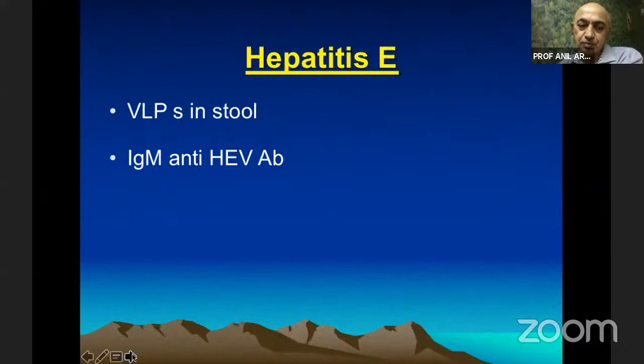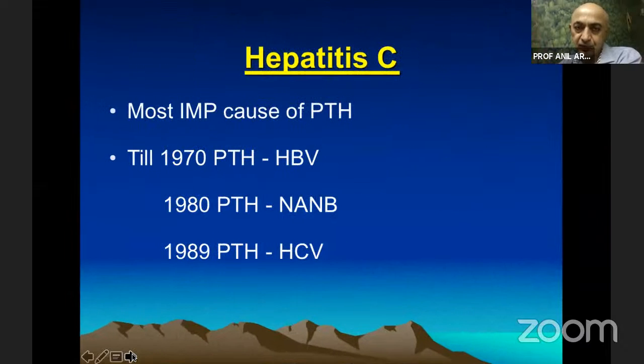Typically, the diagnosis is made by demonstration of IgM type of anti-hepatitis E virus antibody in the blood. Coming on to the blood-borne infections, of which hepatitis C and hepatitis B are extremely important. In fact, when hepatitis B was discovered way back in 1968 by Dr. Blumberg, who was subsequently awarded the Nobel Prize, we had something called post-transfusion hepatitis.